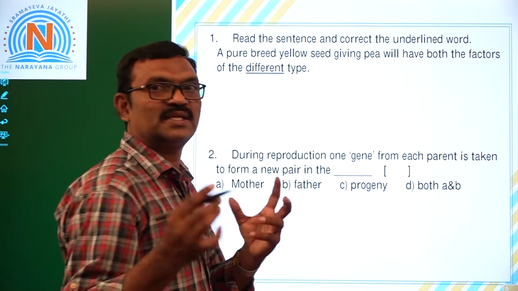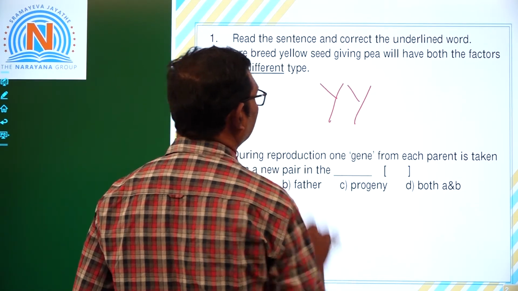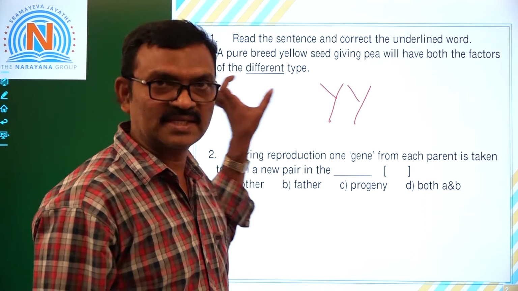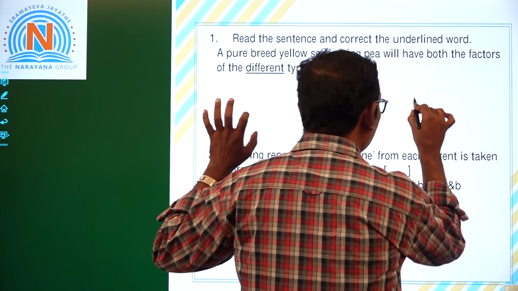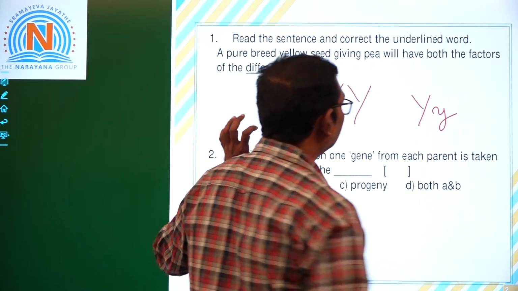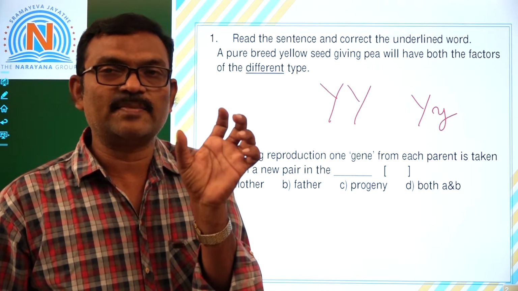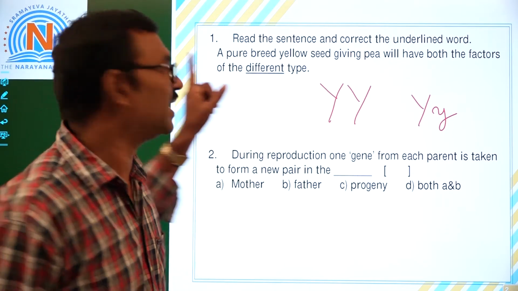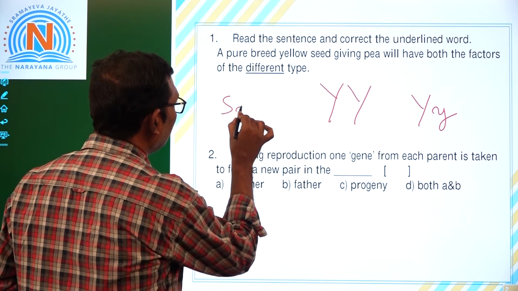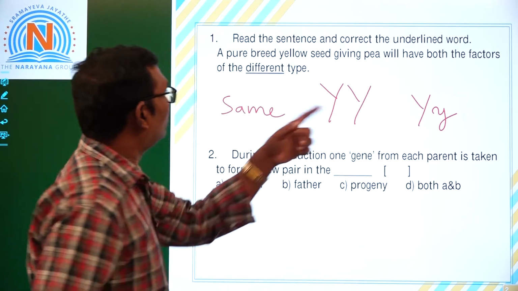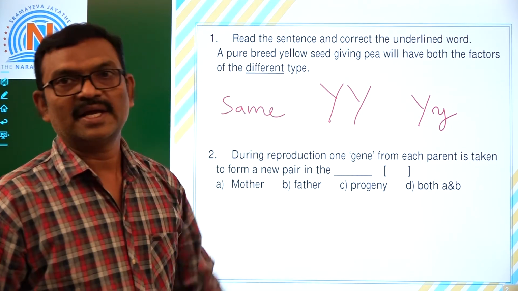Let us see its genetical composition. Actually capital Y and capital Y, the same type of factors it has. Pure means, if it is a hybrid one, capital Y and small y. Which one is pure? The factors which are the same in a trait, it is called pure breed. So that means not different. So what is the correct answer? Same type. The factors of the same type are present in the pure breed yellow seed.